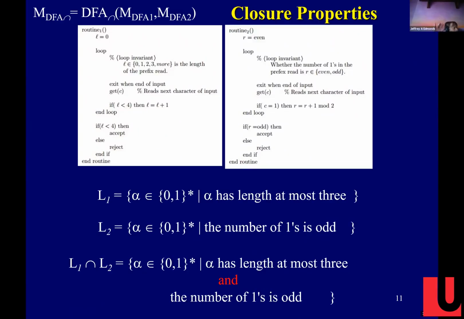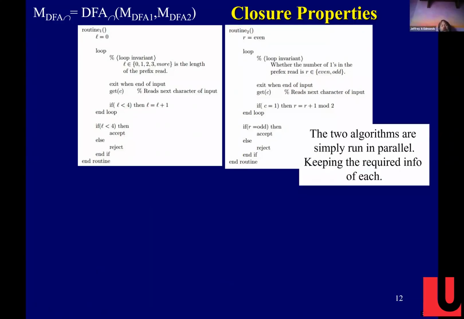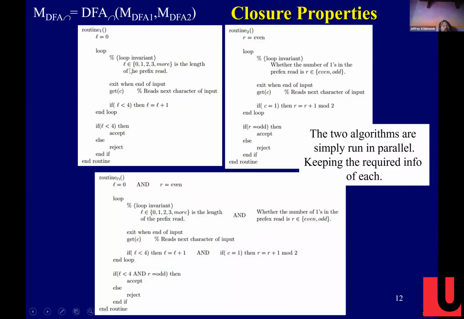Well, you can imagine how to do it. You run both of these programs in parallel, and then you say yes if both of them say yes. And how do we run them in parallel? Well, this one is keeping track of length. This one keeps track of whether the number of ones is even or odd. So this program is running and keeping track of both of them. And then at the end, it knows both the answer to this and the answer to this, so it can answer the and. Does that make sense?